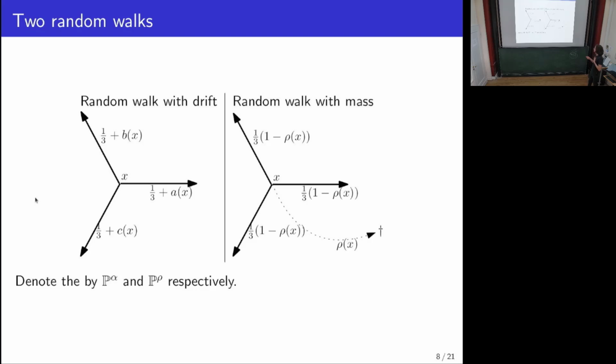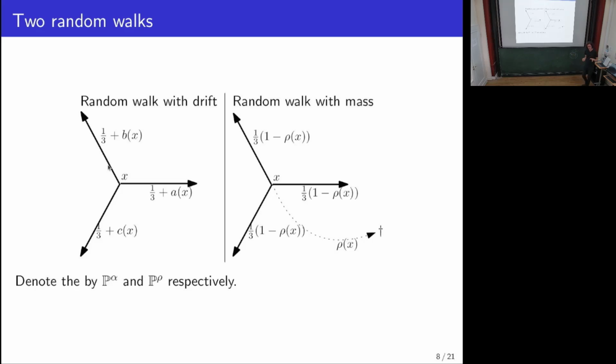This other random walk takes a step into those 3 directions with equal probability, but the probability doesn't quite sum up to 1. And with the remaining probability, it will just stop. This is called a random walk with mass. And so I will now explain how to connect these 2 random walks, and then how we can use this to find the scaling limit of the loop erasure of the random walk on the right, and connect this to the scaling limit of the loop erasure of the random walk on the left.